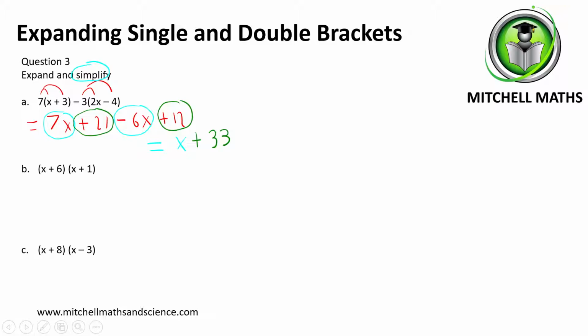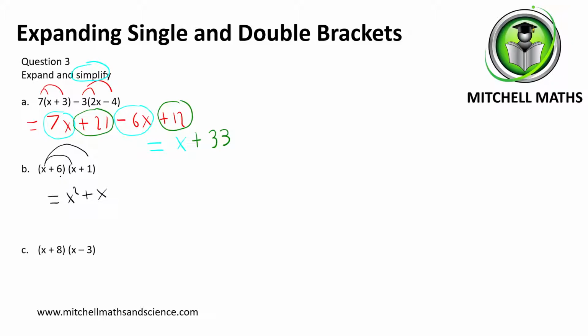It's also very important for double brackets. Now, how you expand double brackets is you need to multiply x by everything in this bracket. You also need to multiply 6 by everything in this second bracket. So what I'm going to do is x times x, which is x squared. I'm going to do x times 1, which is plus x. So now I've multiplied x by both x and plus 1.